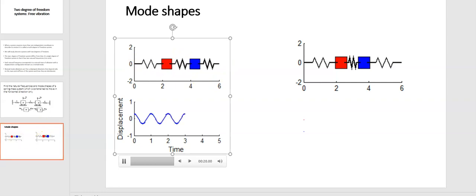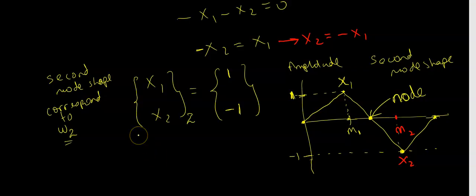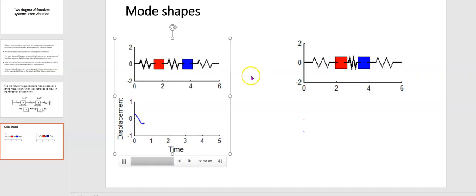Now, just to summarize, these mode shapes give us an idea of what the shape of vibration is for each natural frequency, right? So when these masses oscillate with omega 1, they oscillate in phase with each other. And when these masses oscillate with omega 2, they oscillate out of phase.